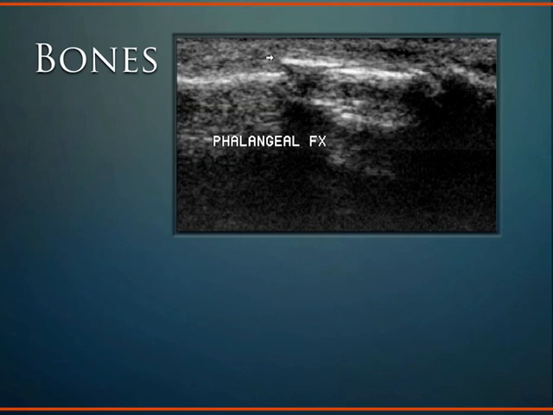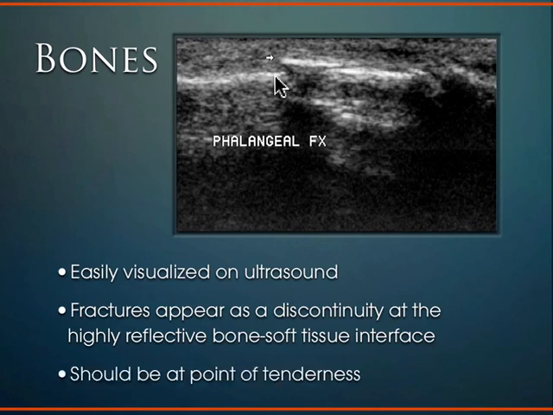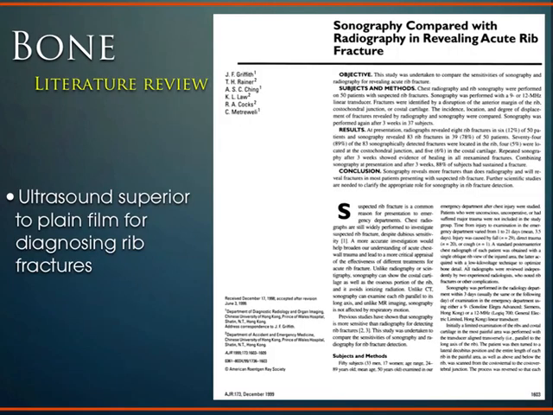So bones, we can see very well, especially that superficial bony cortex, and consequently we can see pathology in bone as well, in particular fractures. As you can see on this image here, this is the hyperechoic cortex line for a phalanx, and you see obvious disruption in that hyperechoic line, and this is just showing a phalanx fracture. So, very easily visualized in ultrasound, and when you're looking for fractures, you basically see discontinuity in that hyperechoic line.